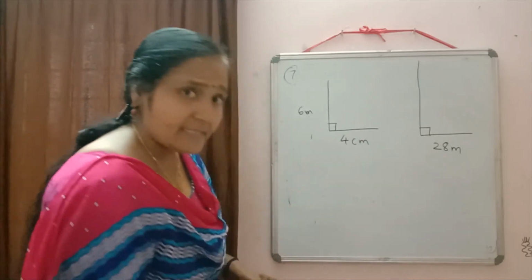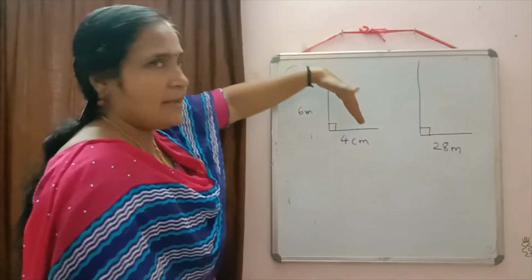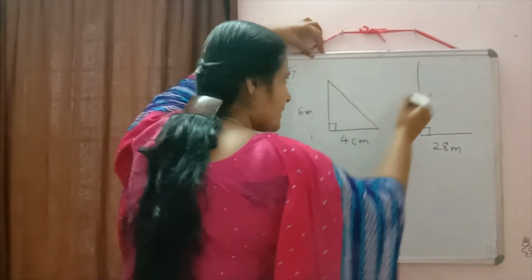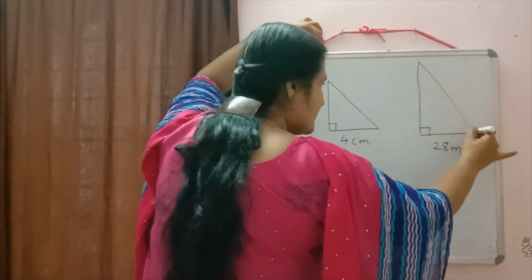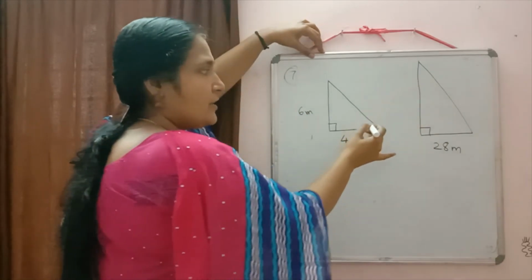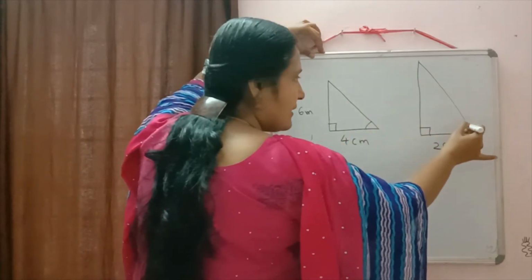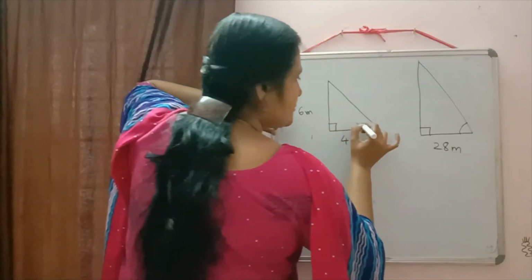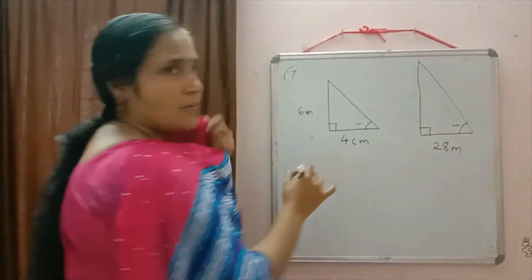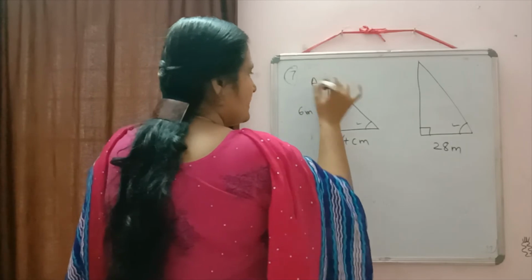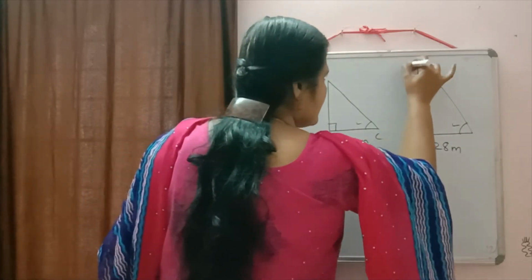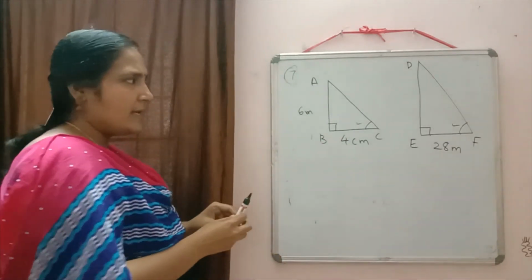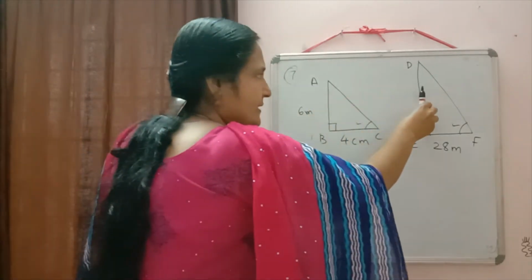So these two, pole and tower, they are standing perpendicular on the ground, and it is at the same time. Same time means, which two angles will be equal? This angle will be formed according to the position of the sun. And since these two are at the same time, these two angles will be equal. So naming we can give triangle ABC and here suppose triangle DEF. Once again, it is a pole and it is a tower there.